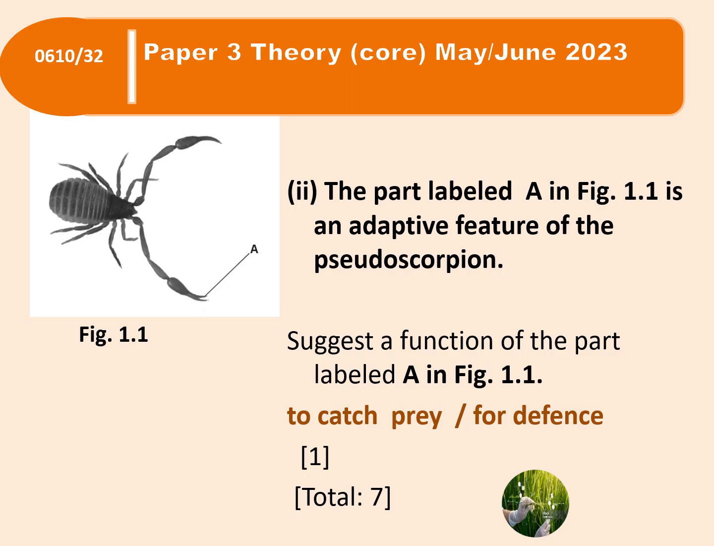Now, this is the second part of the same question. The part labeled A in figure 1.1 is an adaptive feature of the pseudoscorpion. Suggest a function of the part labeled A in figure 1.1. So the part that is a claw-like thing here, it may be to catch prey, for defense, for all those purposes it is using it. Therefore, the answer would be to catch prey or for defense.